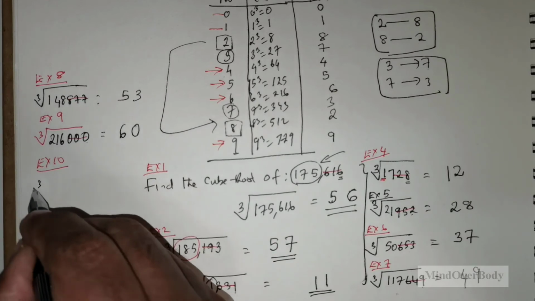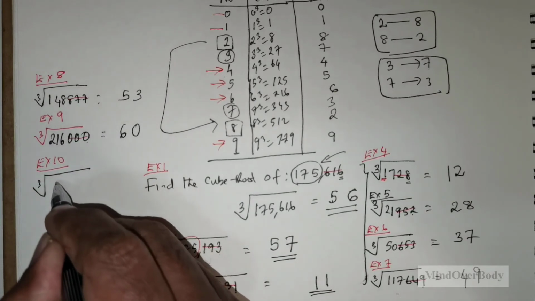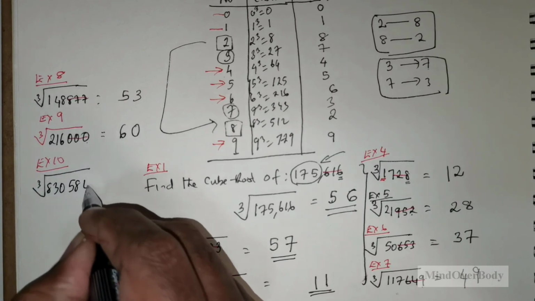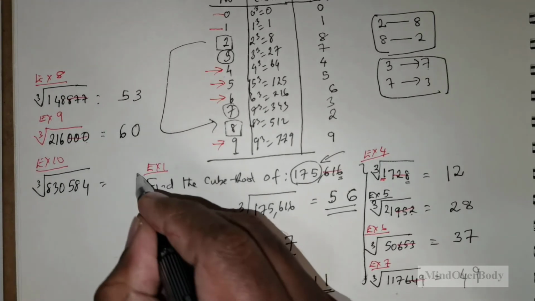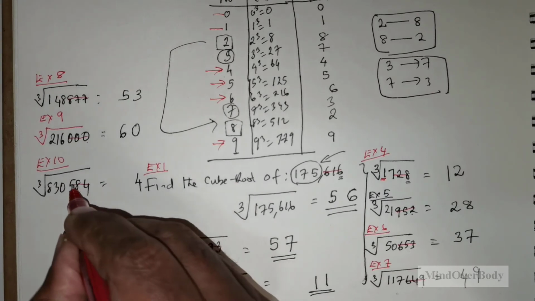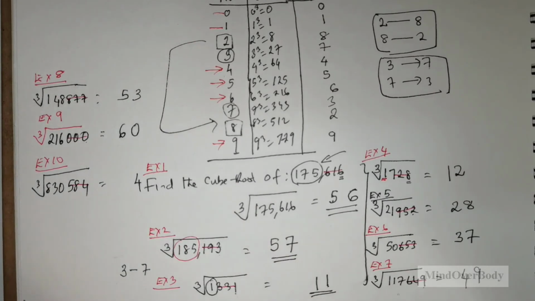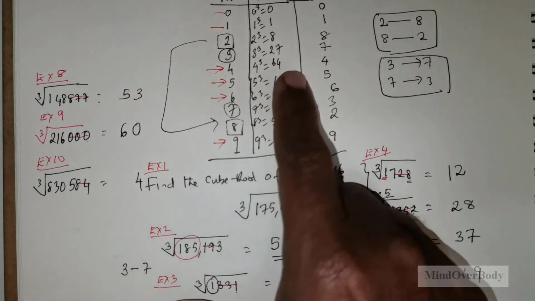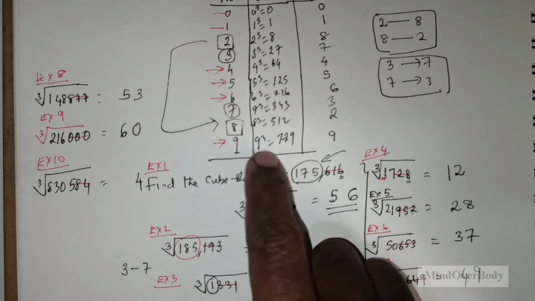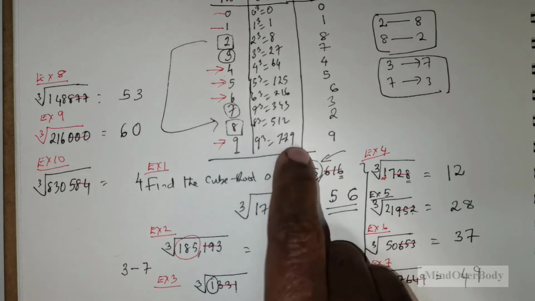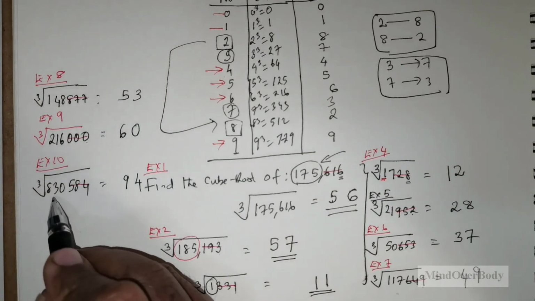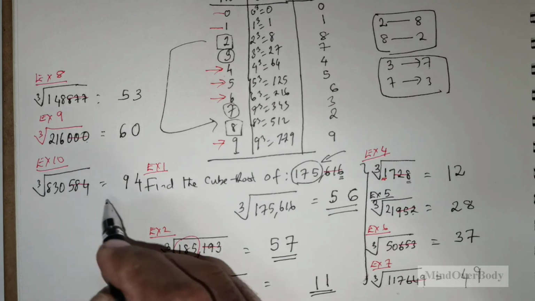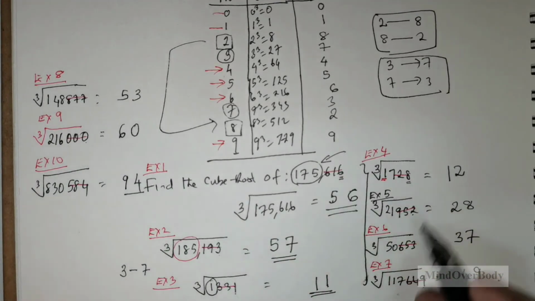What is the third root of, say, 830584? What happens here? Now the 4 is the last digit, so definitely the number should end with 4. Next, what you got to do, strike off the 3 digits. Now you got 830. So look for that quantity that produces 830. Now clearly if you were to look on the table, 8 cubed gives me 512, but 9 cubed gives me 729. So this is the only number that is closer to 830. So your solution should be 94. The third root of 830584 is 94. So we have done 10 examples.